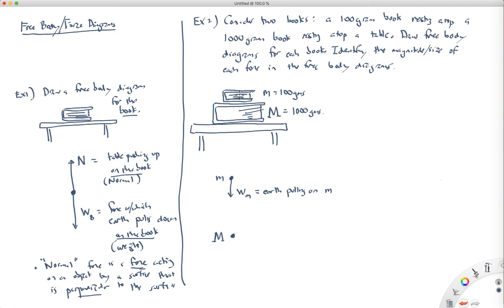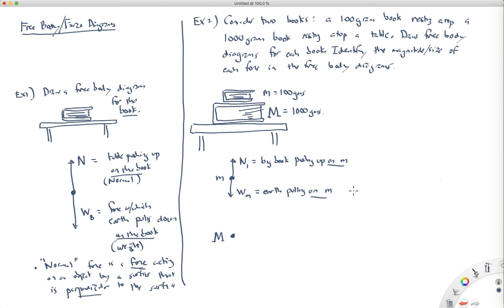And then, that's not the only force acting on this. There's also another force acting on it. We'll call this N1. That's a normal force because the surface of the book is pushing perpendicularly upward on this book. So this is the big book pushing up on our little book M, right? So notice that both of these forces are acting on that mass. That means it's appropriate for you to include both of those arrows in this free body diagram.